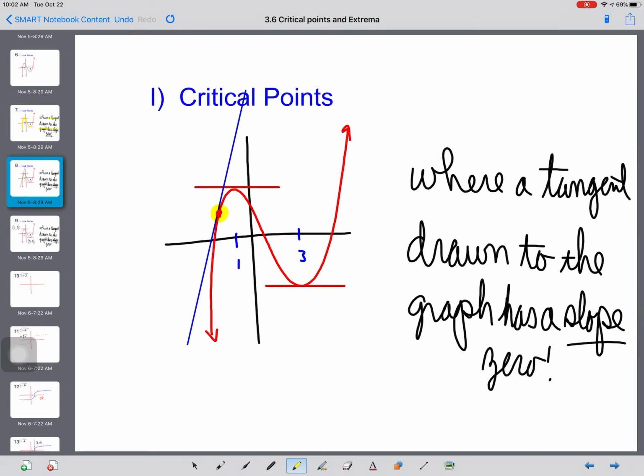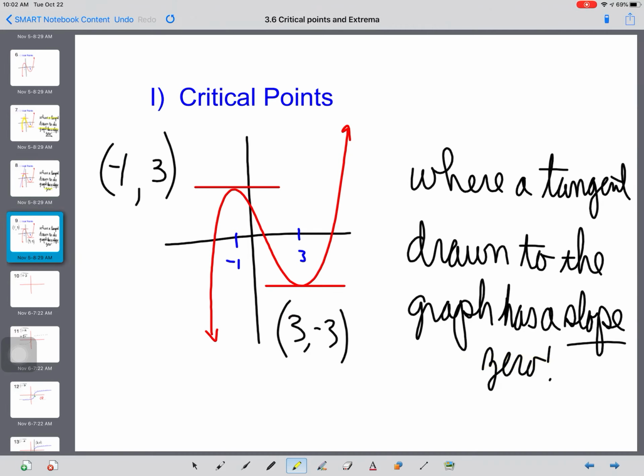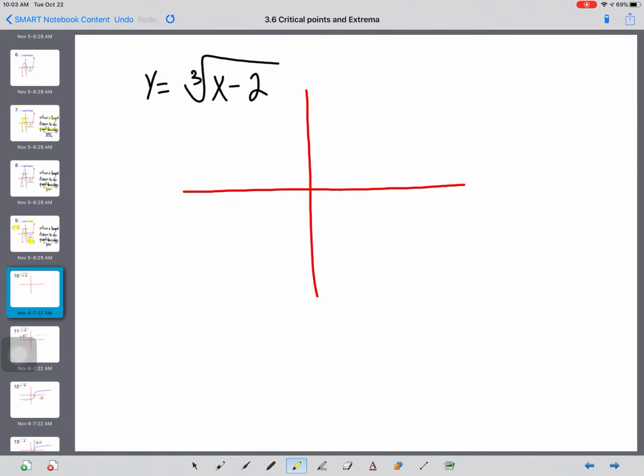It does not have a slope of 0, so that x value there would not be a critical point. Now understand, the concept of a critical point is that we're looking for a point, and a point has an x and a y coordinate. So where this critical point occurs is at -1, and the value at that point is 3. But the critical point is (-1, 3), and likewise over here, the point occurs at 3. The critical value is -3, but the critical point is that whole point.